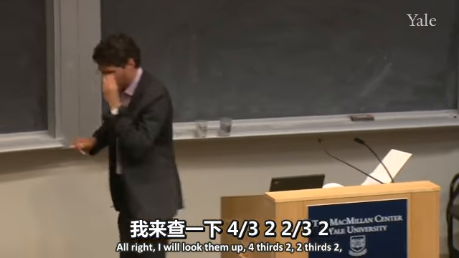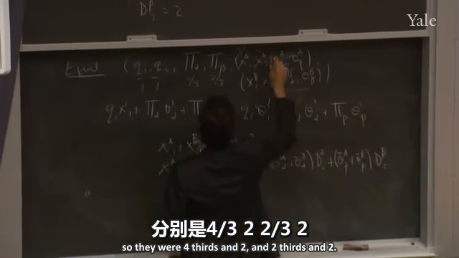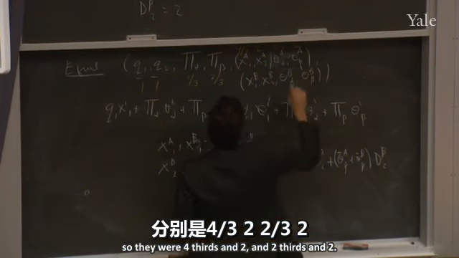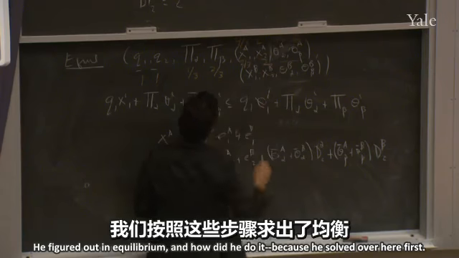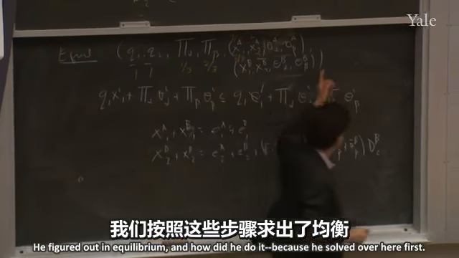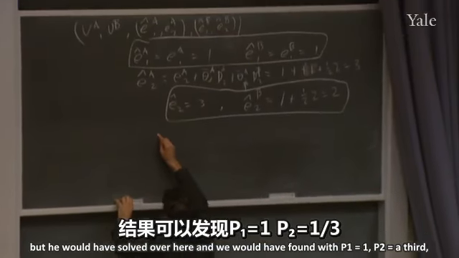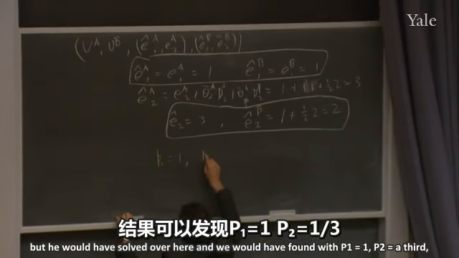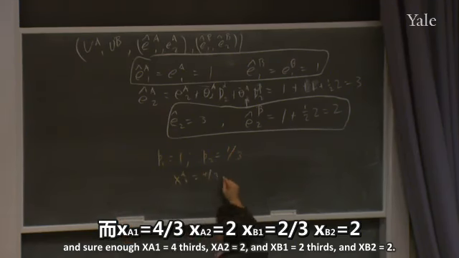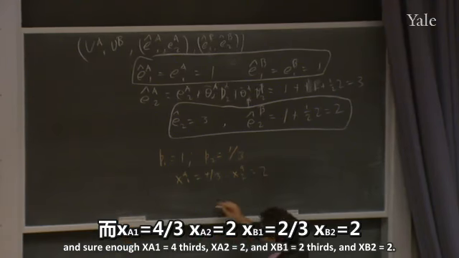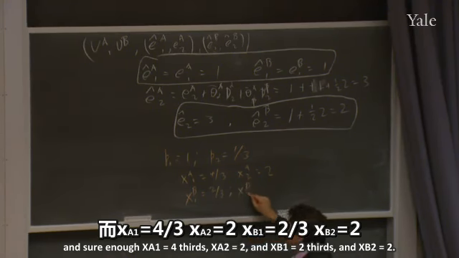Four-thirds, 2, 2/3, 2. Okay, so they were 4/3 and 2 and 2/3 and 2. Okay, so he figured out an equilibrium. And how did he do it? Because he solved over here first. He didn't do this exact problem, but he would have solved over here. And we would have found with P1 equal to 1, P2 equals 1/3. And sure enough, XA1 equals 4/3, XA2 equals 2, and XB1 equals 2/3, and XB2 equals 2.